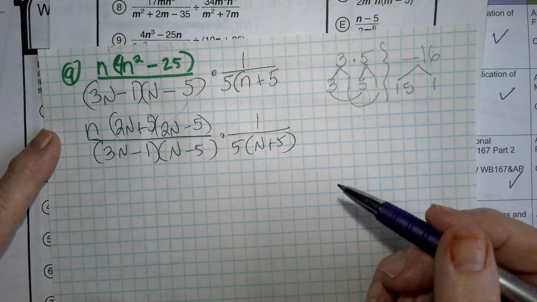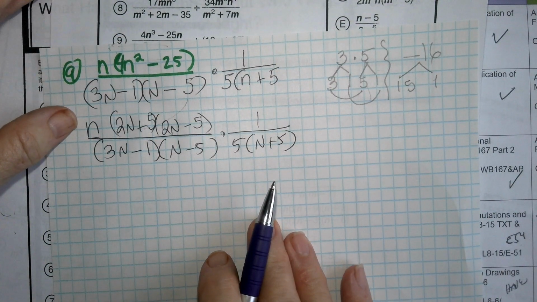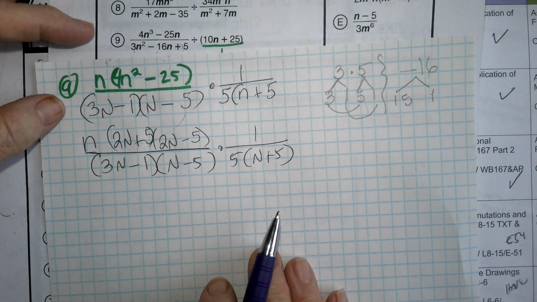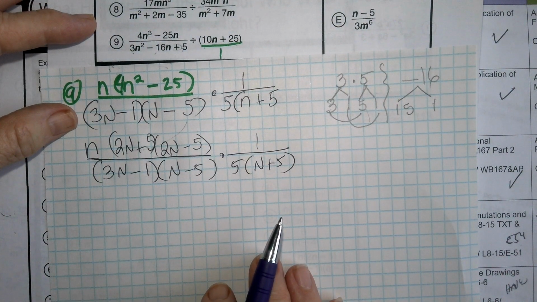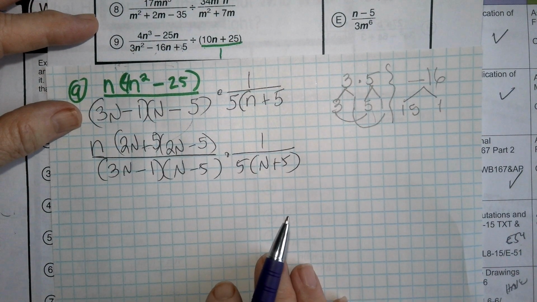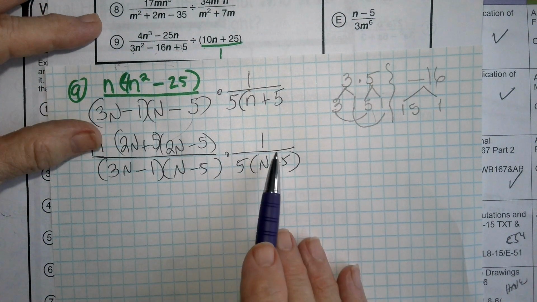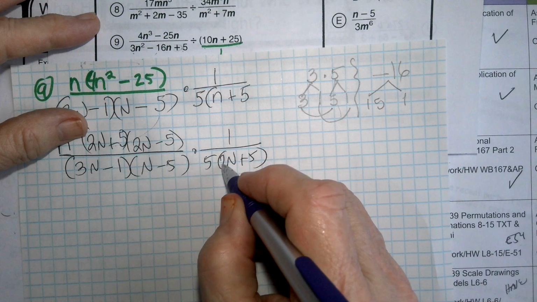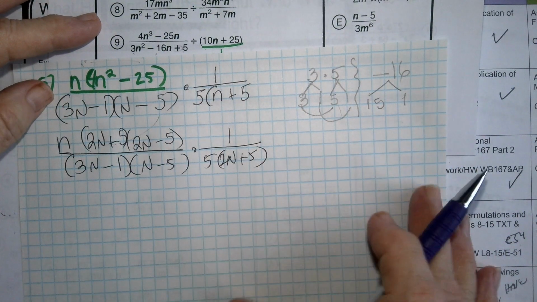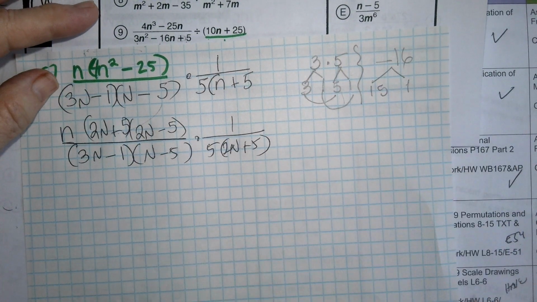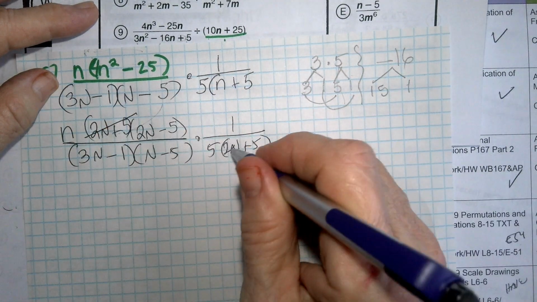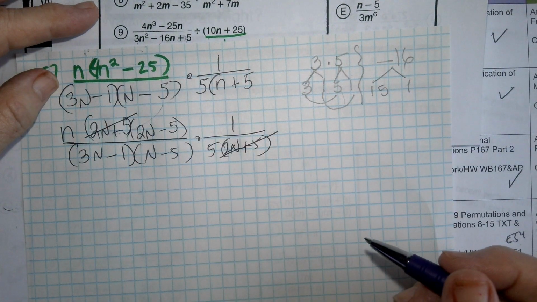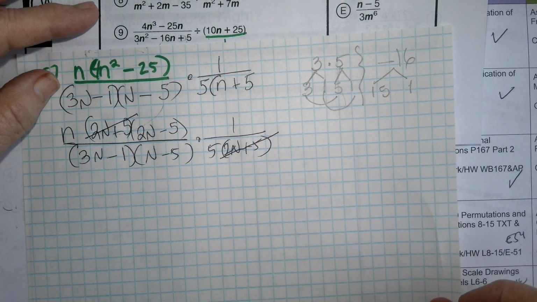Well, for the second fraction, I think we just need 5 and 2n plus 5. So, hold on a second. Oh, this is 2n. Yeah, 2n plus 5. Thank you, Candy. All right. So this is 2n plus 5. So then what can we take out? We can take out the 2n plus 5, 2n plus 5. And is that it? I think that is it.